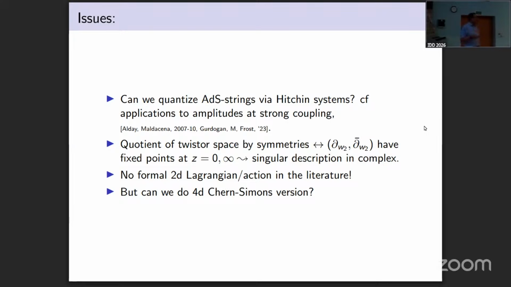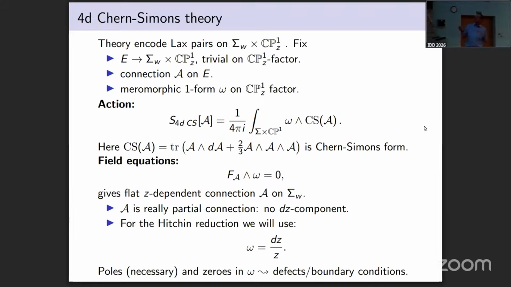So I asked Kevin Costello, and he said, oh, nobody's done it. And so I teamed up with Roland, and we decided to try and do a 4D Chern-Simons version. So, okay. The 4D Chern-Simons story is by now quite well established. But just to summarize, the basic idea is that you use the fact that you're expressing your integrable system in terms of its Lax pair, and the Lax pair is a zero curvature condition, and the theory of zero curvature conditions is Chern-Simons.